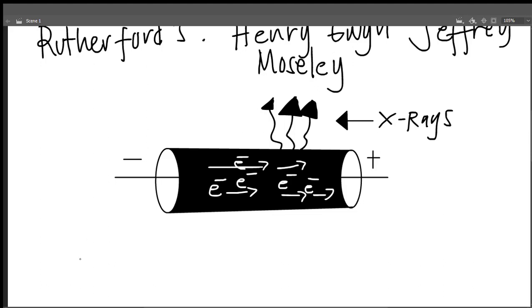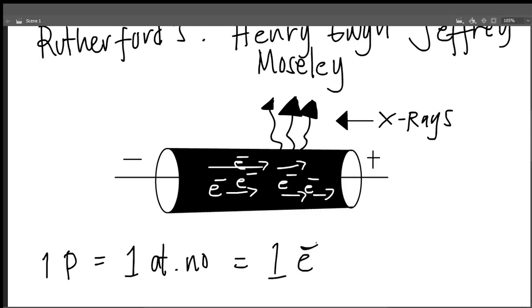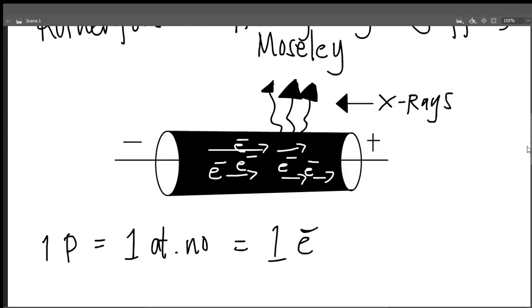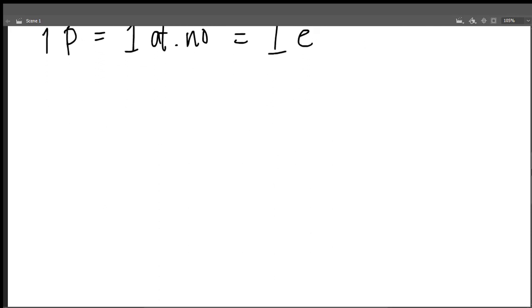So it means if we have number of protons here, let's say we have 1 proton, it's equal to 1 atomic number, and it's equal to 1 electron. Did you get it? So let us move now.